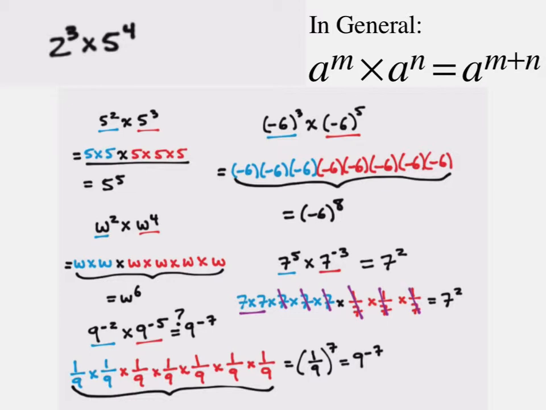So for instance, if you had something like 2 to the 3rd power times 5 to the 4th power, there's no simplifying we can do here, right? Some students are under the false impression that you could write this as 10 to the 7th power, but that is absolutely not the case. Since these bases are not the same, there's nothing we can do other than leave it as it is. No way to make this any simpler.